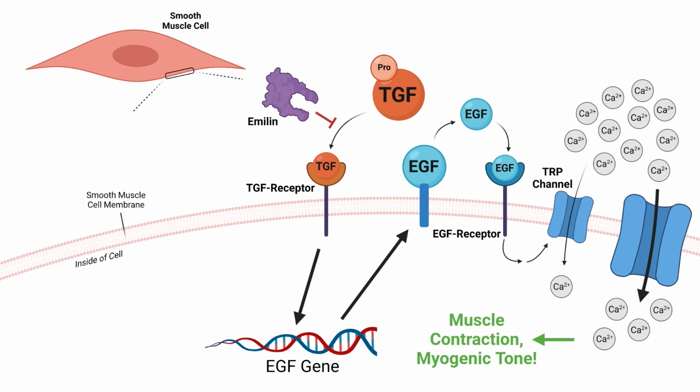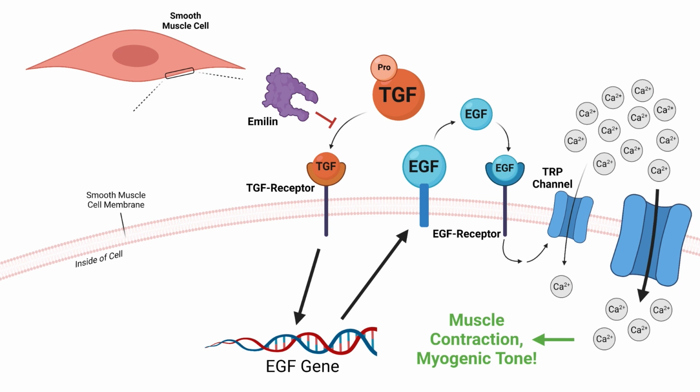Then, not shown and something that they also looked at, was another channel that actually activates another channel, and then that activates yet another channel, which is a much bigger calcium channel known as a voltage-dependent calcium channel. So you have a small amount of calcium that comes in once EGF binds its EGF receptor from the TRP channel, and then that indirectly ultimately leads to a much greater influx of calcium through this voltage-gated calcium channel. That then leads to muscle contraction and therefore myogenic tone.